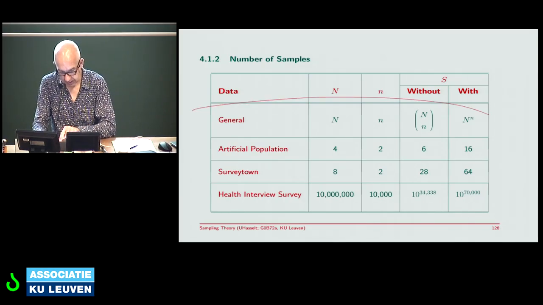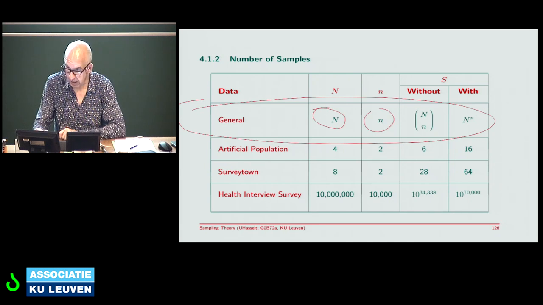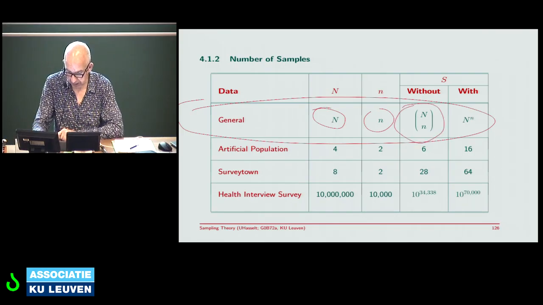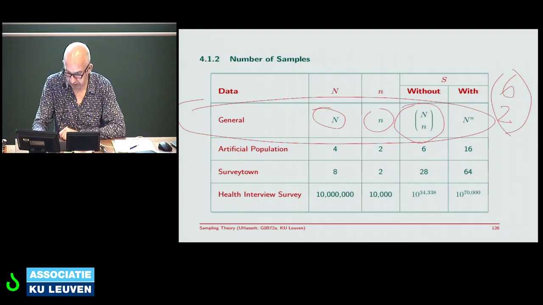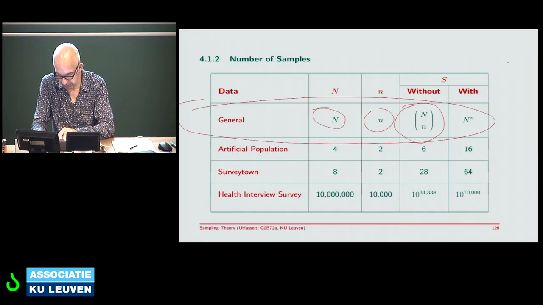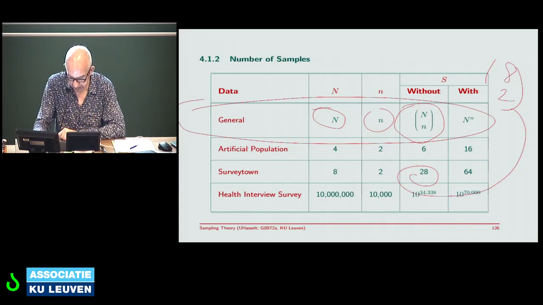at the top line, in general, we say population size, sample size. How many possible samples are there? Well, N choose n if we sample without replacement. With 6 units, of which we choose 2, that's 6 times 5 divided by 2, which is 15. If we use numbers that we have been using before, 8 choose 2, for example for survey time, that's 8 times 7, 56, divided by 2, 28, as we find here, etc.